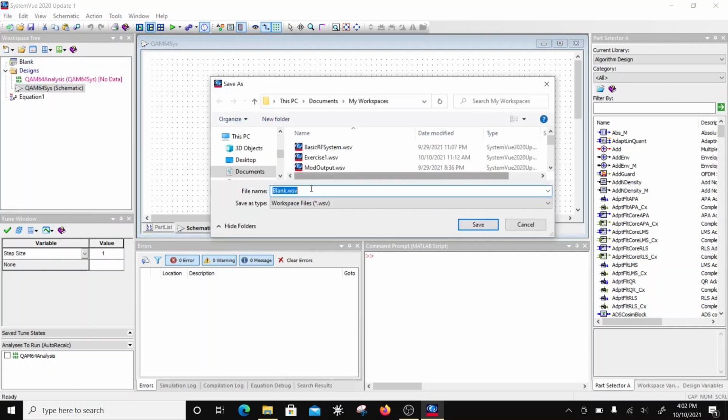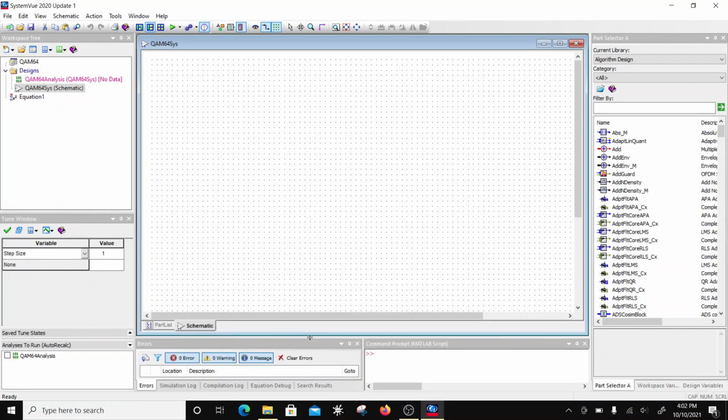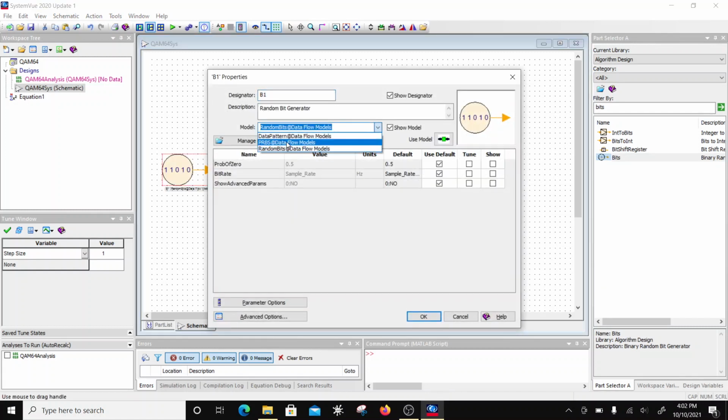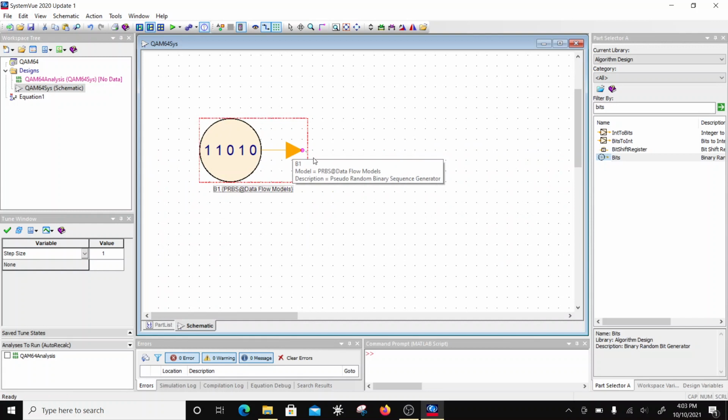I'm going to save this as QAM 64, and that's it. Very quickly I'm going to repeat what I did in session 2, where I explained what those blocks are. What we have is a random bit stream. We call this bits, and I'm going to place it over here and make sure it does not repeat the bit sequence on every recalculation, and say okay. So that's your bit sequence.